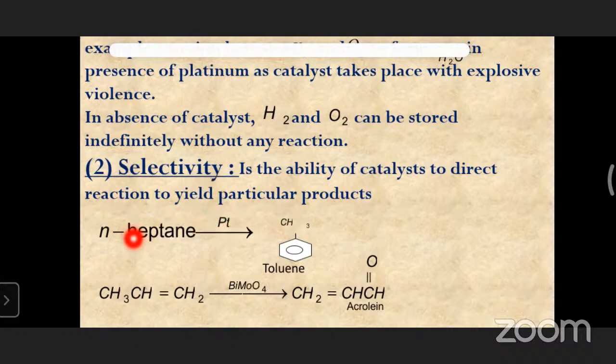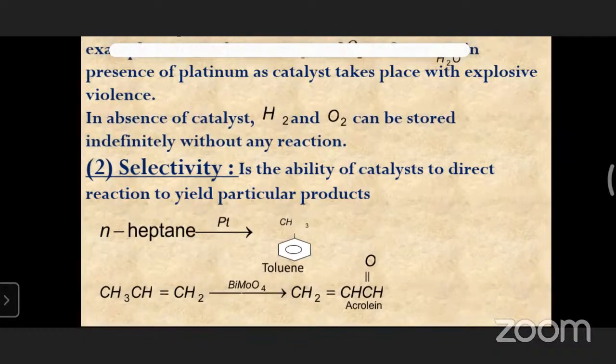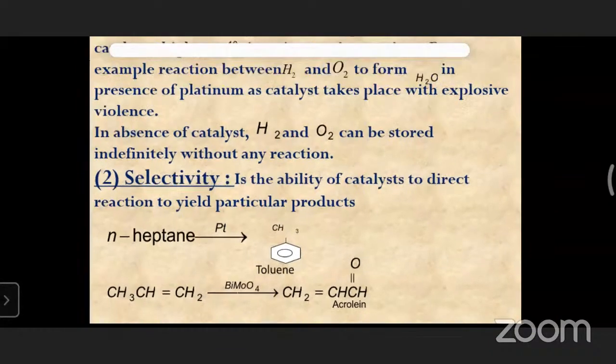N-heptane, when it undergoes a catalytic reaction with platinum, gives toluene. And if we take a propene molecule in the presence of a catalyst, we get acrolein. If the catalysts are changed, the yield changes and we get different products. So this is about activity and selectivity.